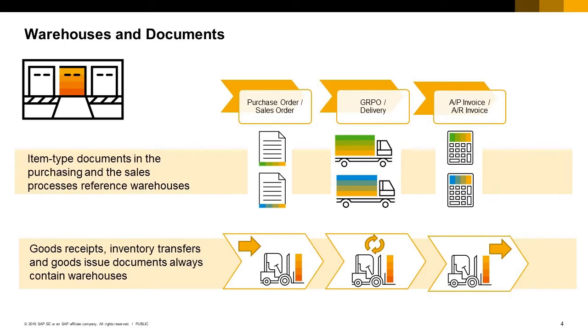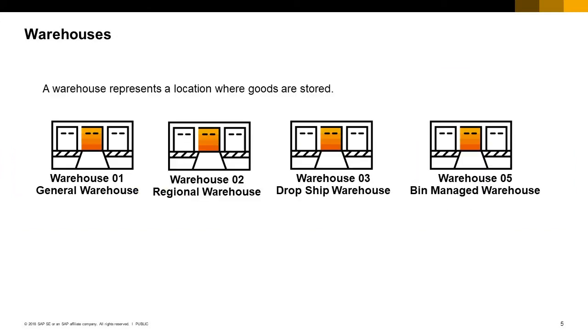Documents in the sales and purchasing processes reference a warehouse whenever they contain items. Inventory documents such as the goods receipt, inventory transfer and goods issue always reference a warehouse. Because warehouses are so key in any process involving items, we will look at how warehouses are defined and what they signify. A warehouse represents a location where goods are stored.